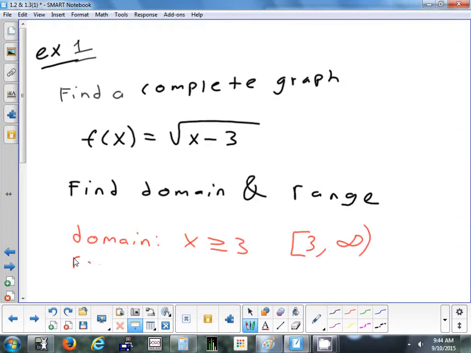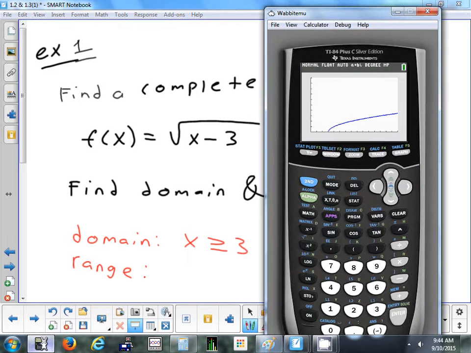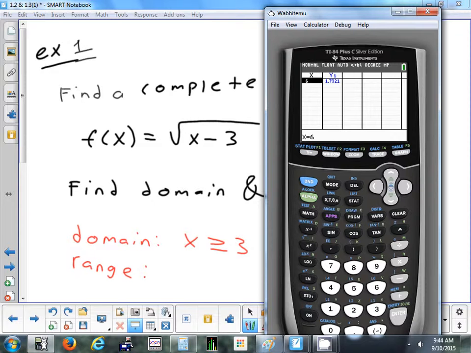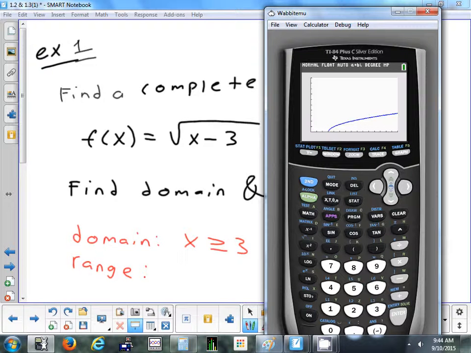Now the range is basically how high the graph is going to go, up and down. How high do you think this graph is going to go? It's just going to keep going. And if you want, you can go second graph, and it'll give you a table where you can plug in different values for x and see how high y goes. Try 25. Try 500. Try a really big number. y is just going bigger and bigger and bigger. It's never going to stop going up. It goes up slow, but it keeps going up.